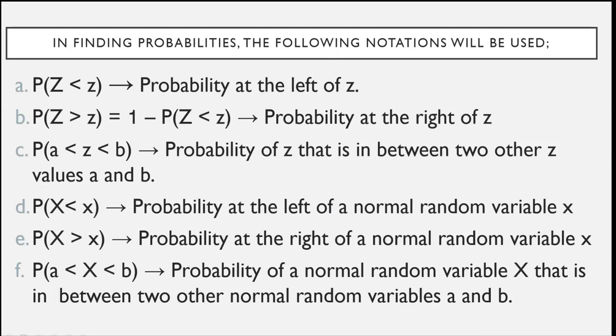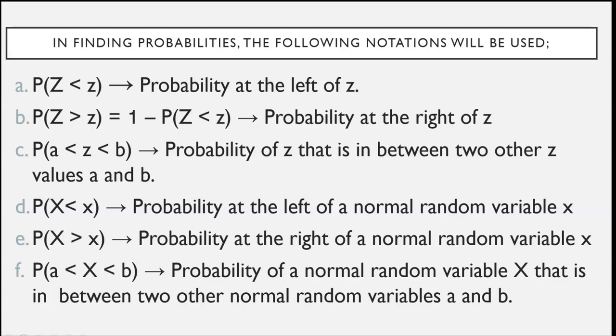For letter A, this notation means we're going to find the probability at the left of Z. Letter B, this means that we're going to find the probability at the right of Z. Hence, we're going to subtract the probability at the left of Z from 1. Letter C. This notation means that we're going to find the probability of Z that is in between two other Z values, A and B.